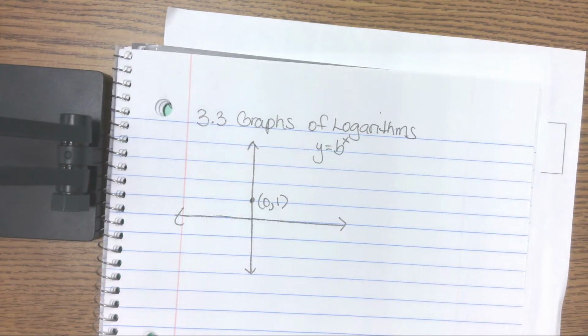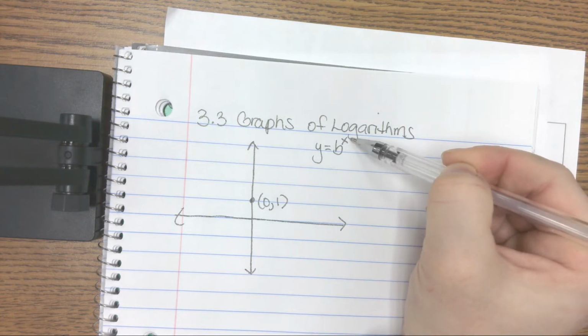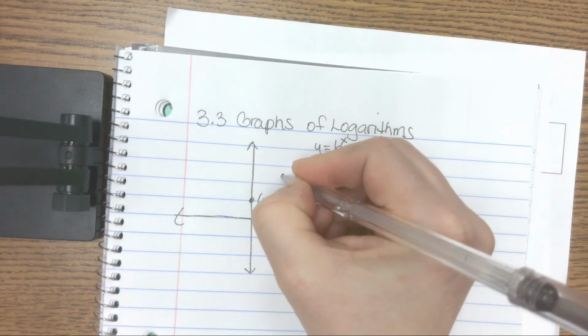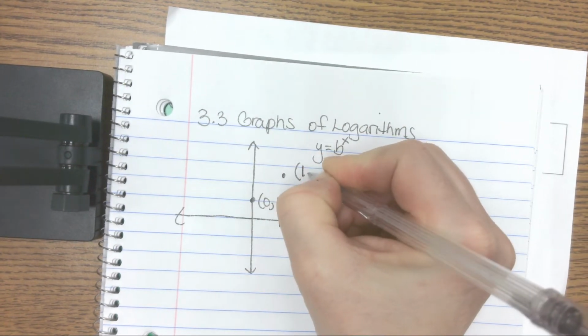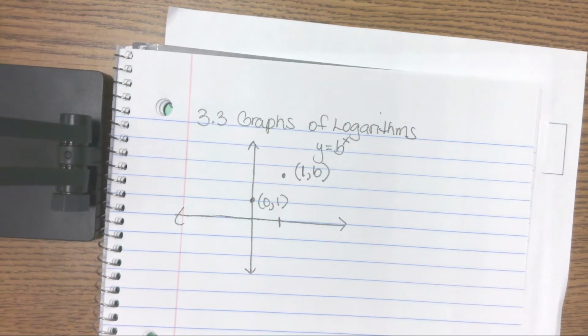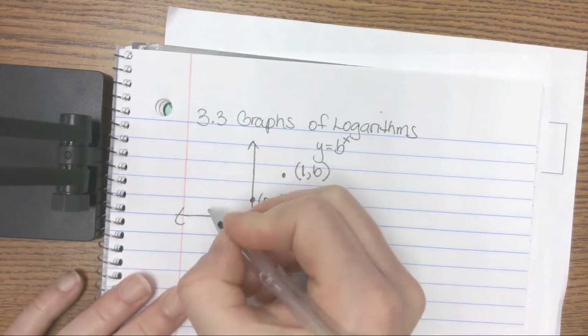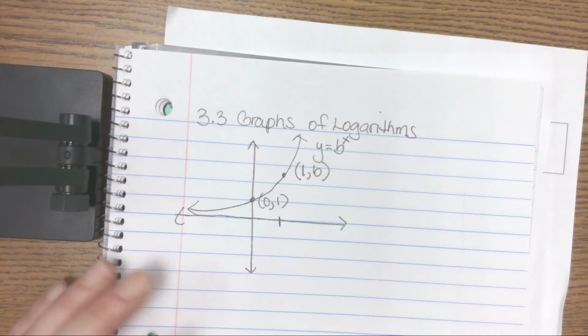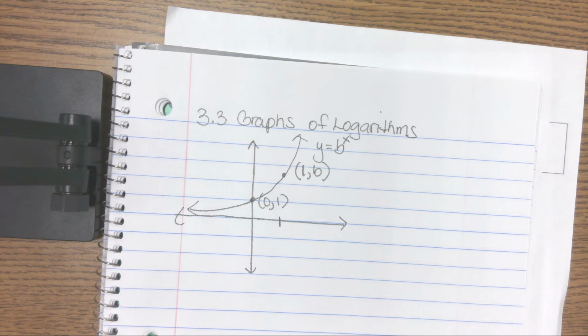And if we put 1 in for x, it would go through the point 1, b. And then I don't know what b is, but whatever it is. Like if it were 2, it'd be 2 to the first is 2. If it were 5, it'd be 5 to the first is 5. And then it had a horizontal asymptote of y equals 0. Agreed. Okay.